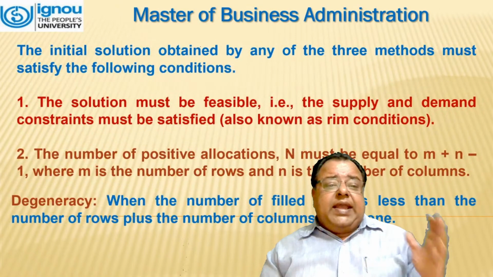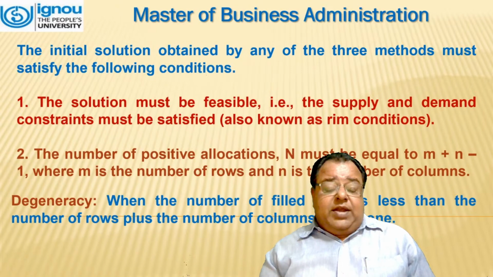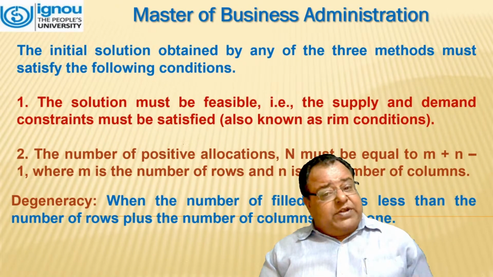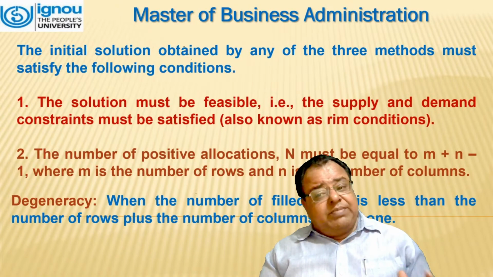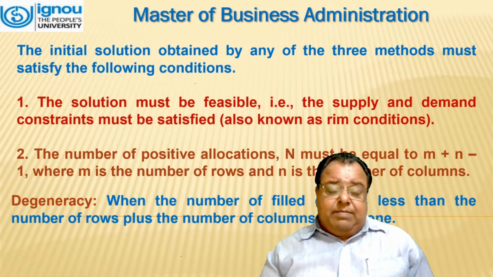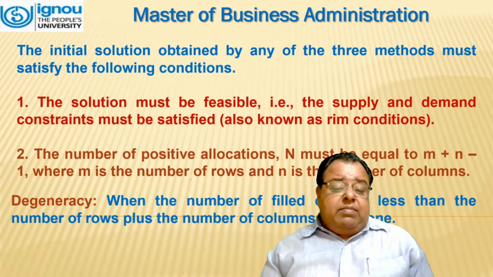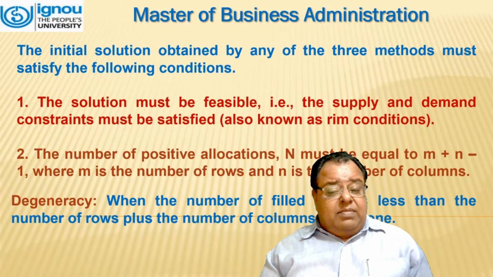The initial solution obtained by any of the three methods must satisfy the following conditions. The solution must be feasible, that is, the demand and supply constraints must be satisfied, which are also known as rim conditions. The number of positive allocations must be equal to m plus n minus 1, where m is the number of rows and n is the number of columns. Degeneracy: when the number of allocated cells is less than the number of rows plus the number of columns minus 1.